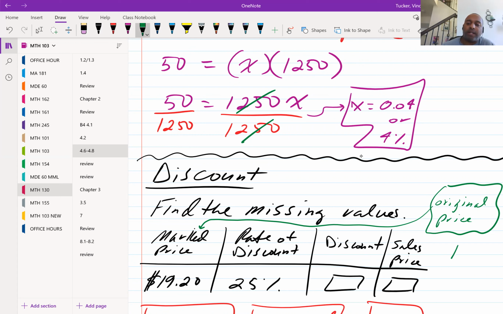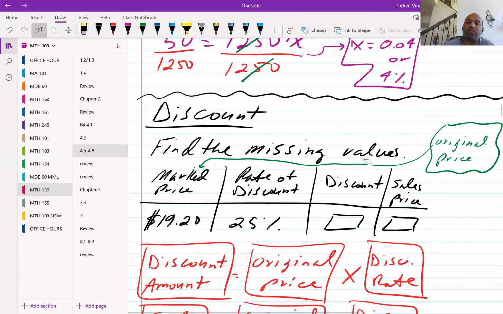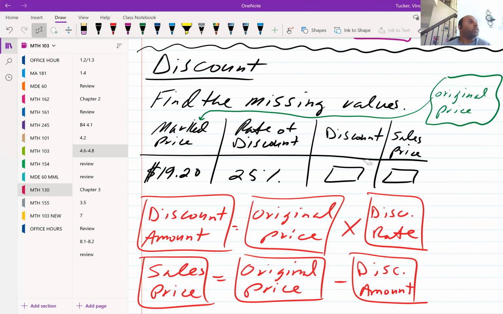So mark price is the same thing as what we've been calling the original price. And there are our formulas for discount. The discount amount is going to be the original price times the discount rate. And the sales price is going to be original price minus that discount amount. You guys get a chance to write that down.